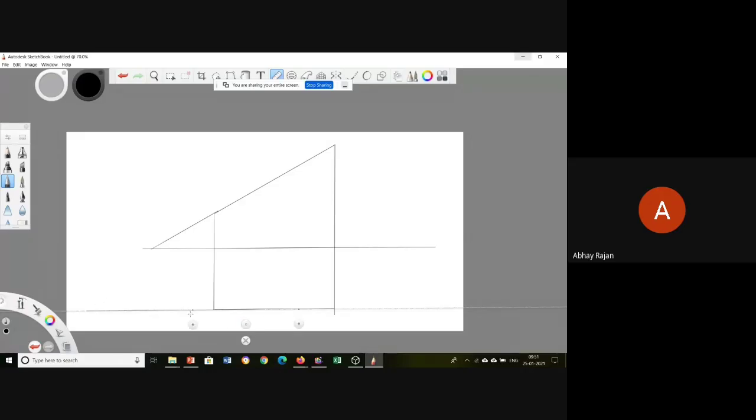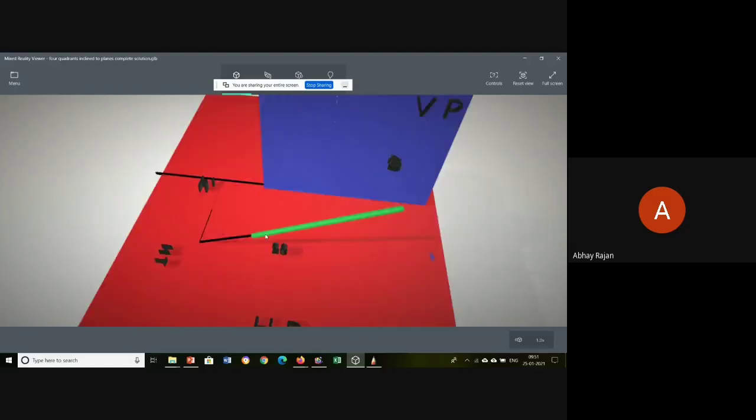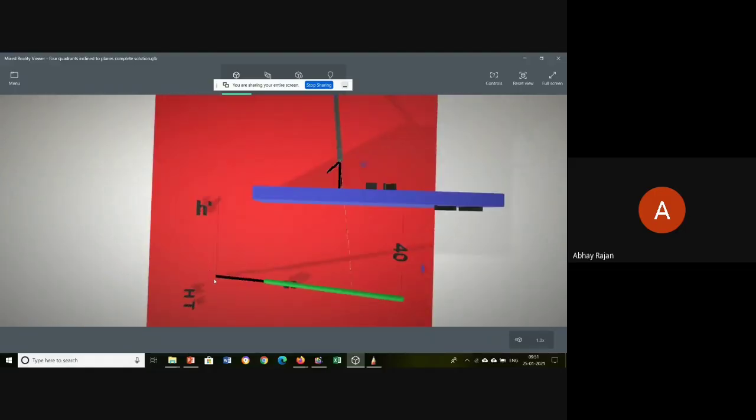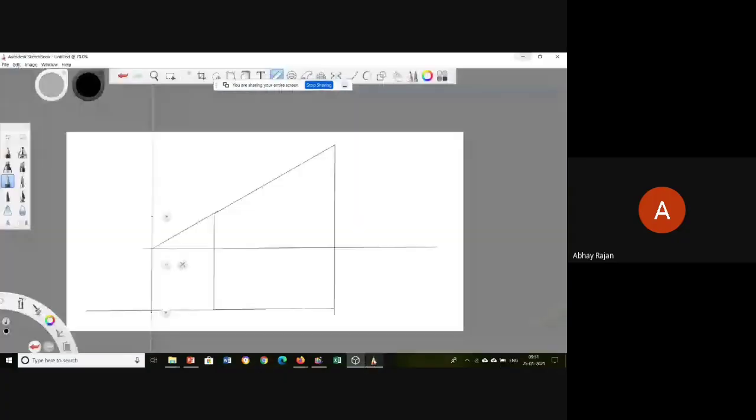See, so you have produced this line likewise, and then what you have to do is, once you produce like this, you will get the horizontal trace also, because this distance is 40 mm apart. So this length also will be 40 mm apart. See here, this is H dash, and this is the point HT. Okay, so that's marked here.